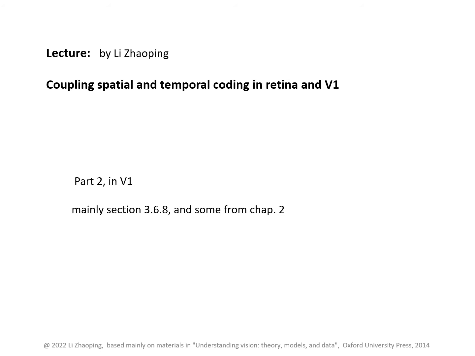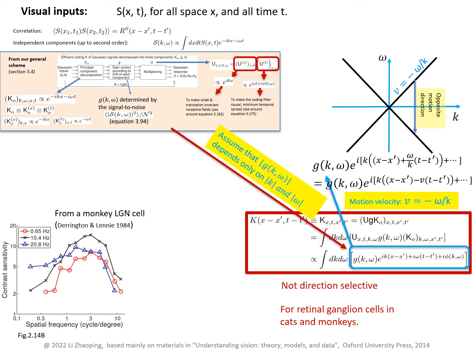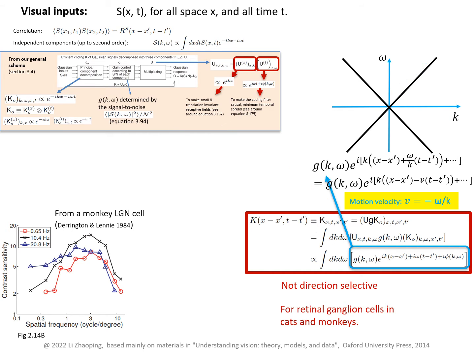Coupling spatial and temporal coding, Part 2. We have seen that efficient coding schemes can give us directionally non-selective spatial-temporal filters in the retina. Such filters have a contrast sensitivity function G that spans the full range of spatial and temporal frequencies.